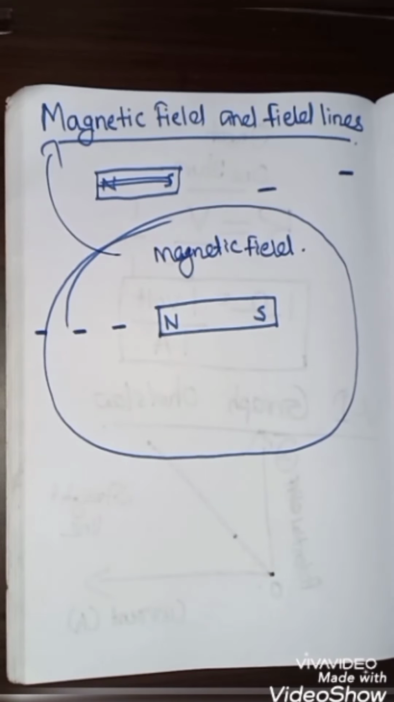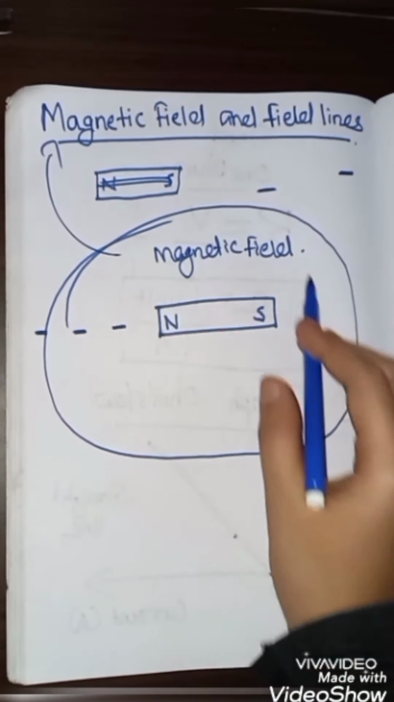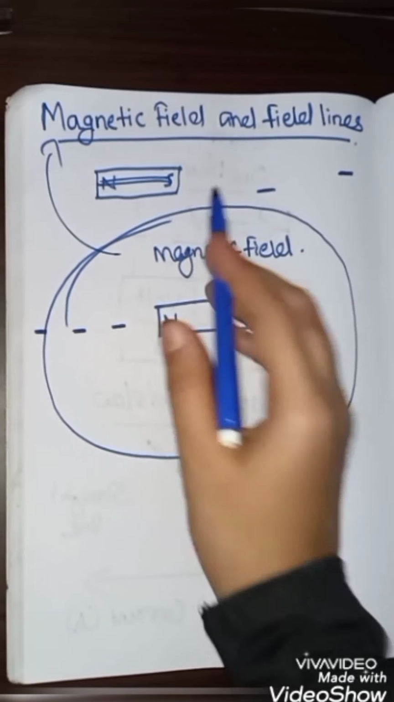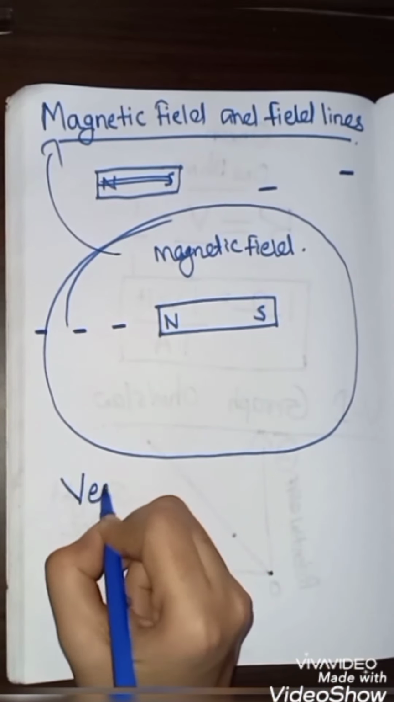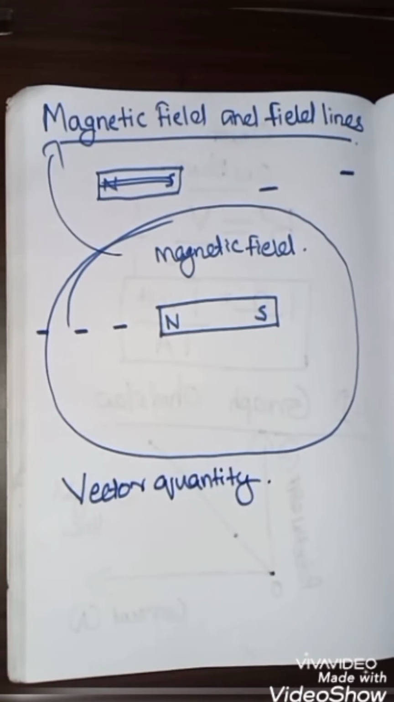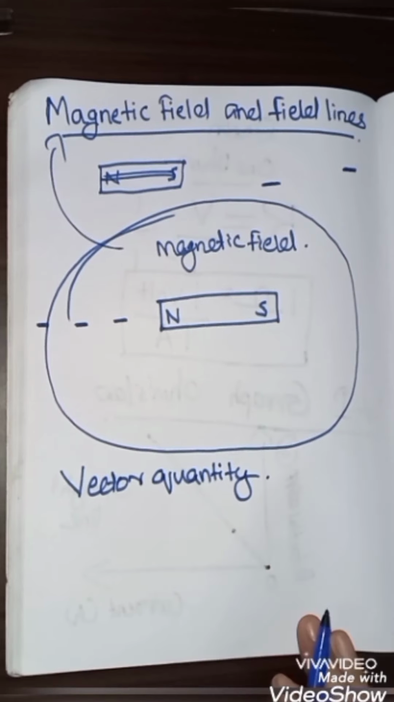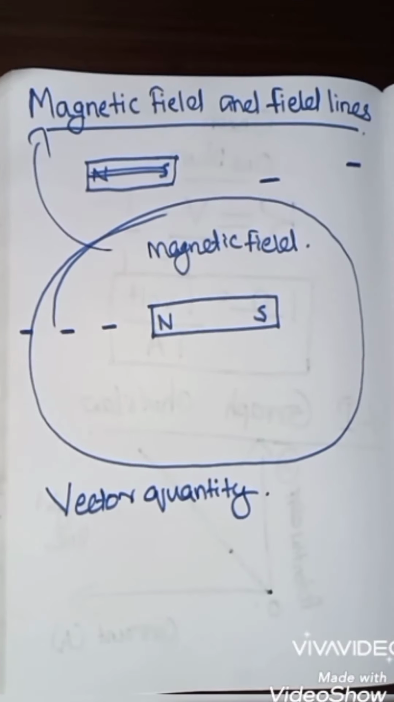And what is a magnetic field? The region surrounding a magnet in which the force of the magnet can be detected or experienced. Hope you understand what a magnetic field is. And the magnetic field is a vector quantity. That means the magnetic field has both direction and magnitude. The region surrounding a magnet in which the force of the magnet is experienced is called the magnetic field.